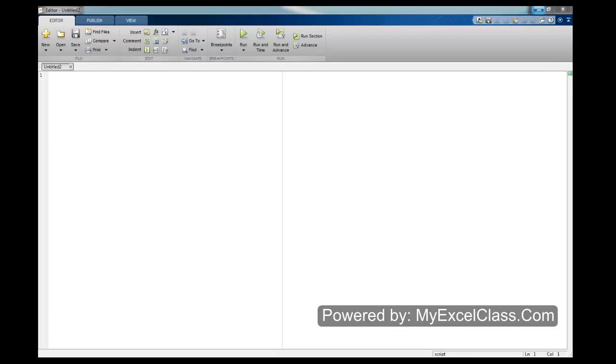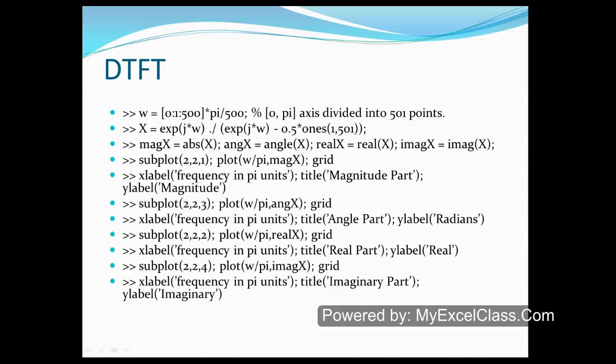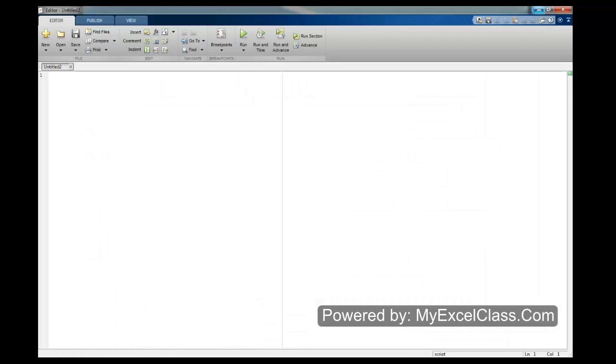So, discrete time Fourier transform. I'll just put a comment: this is to compute the DTFT. Okay.